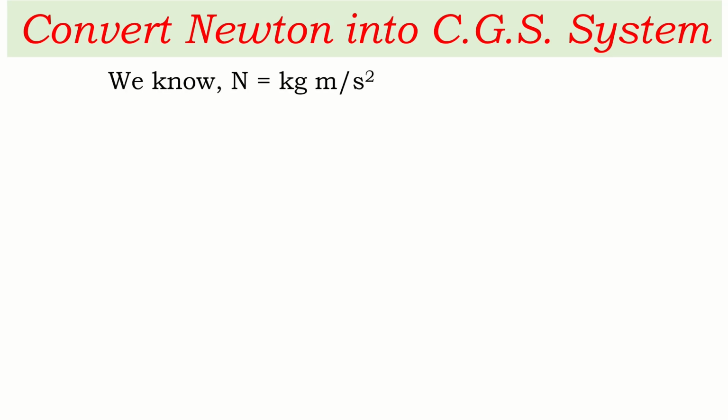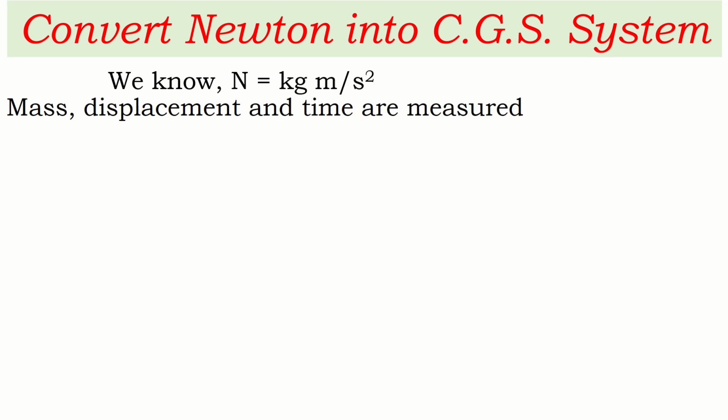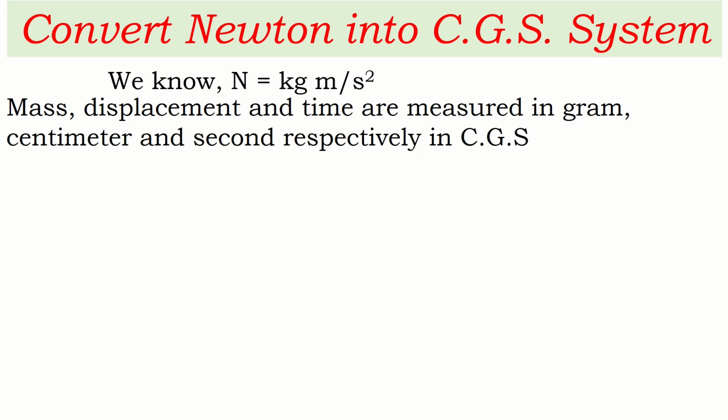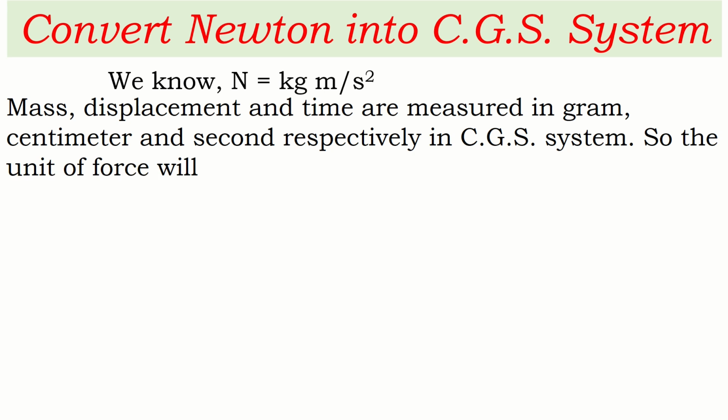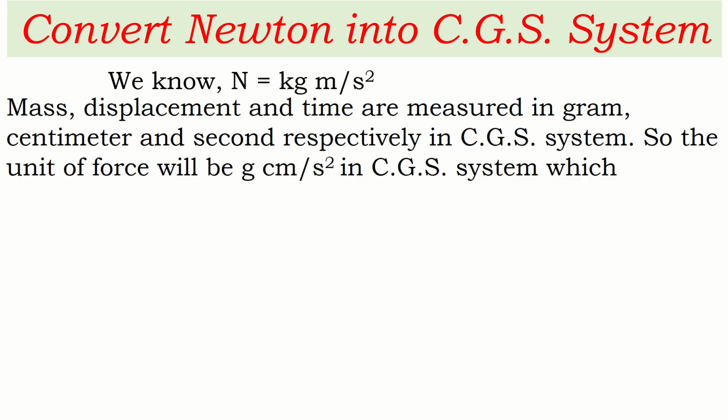We know Newton is equal to kg meter per second square. But in place of kg, we are using gram in C.G.S system. Instead of meter, we are using centimeter, but second is the same in both the C.G.S system and SI system. Mass, displacement and time are measured in gram, centimeter and second respectively in C.G.S system. So the unit of force will be gram centimeter per second square in C.G.S system, which is called dyne. This way we can convert one system of measurement into another.